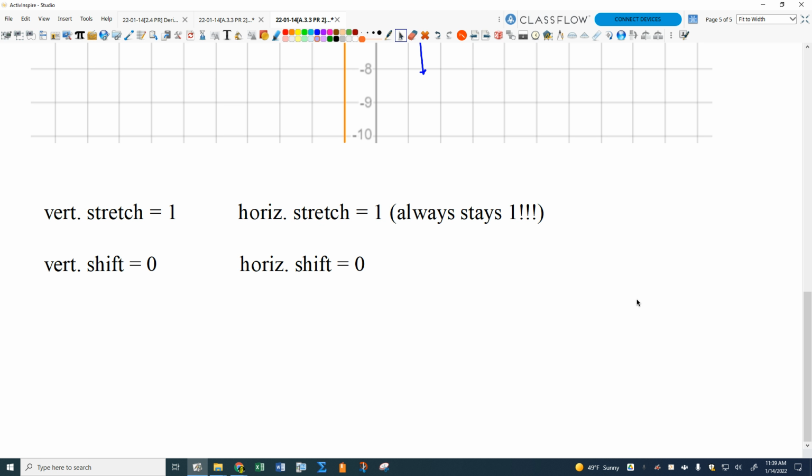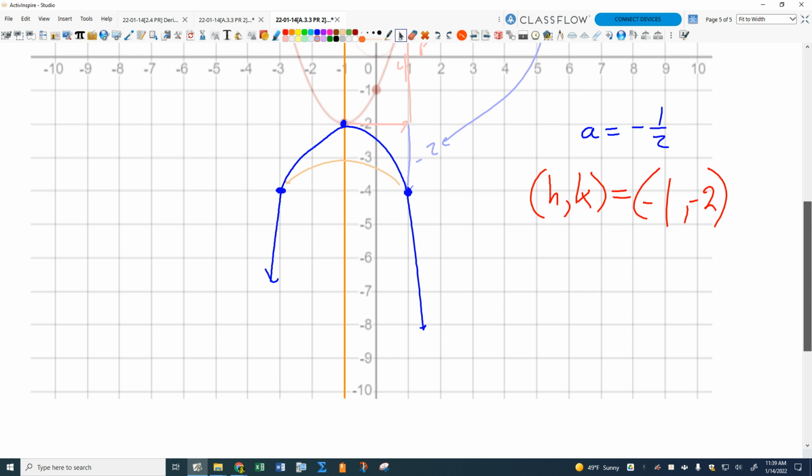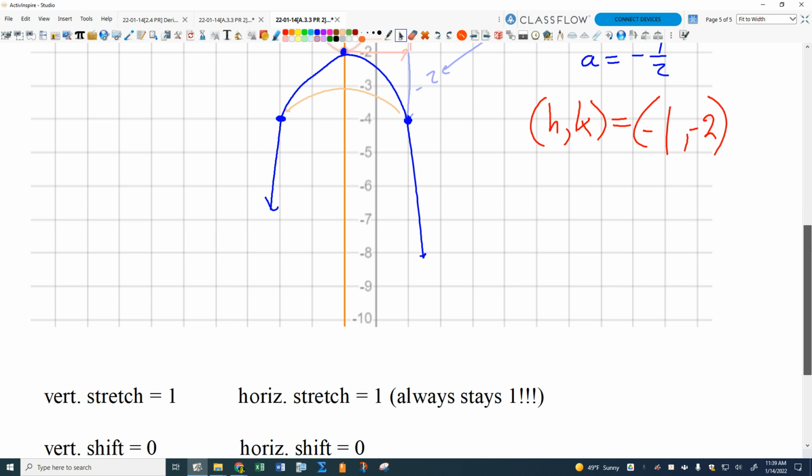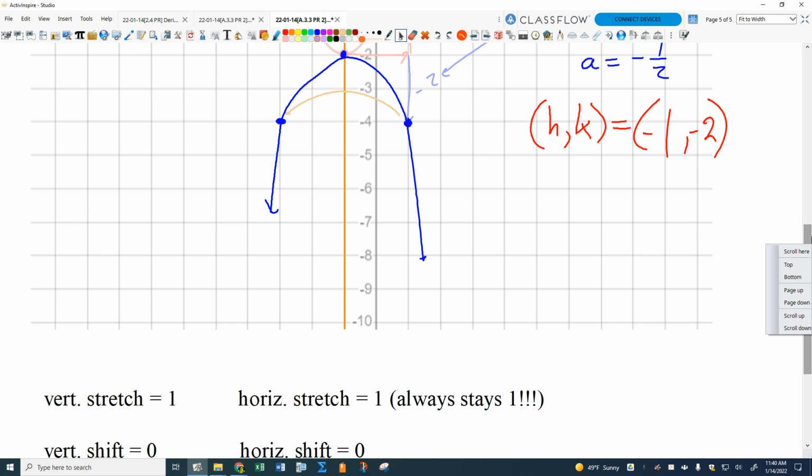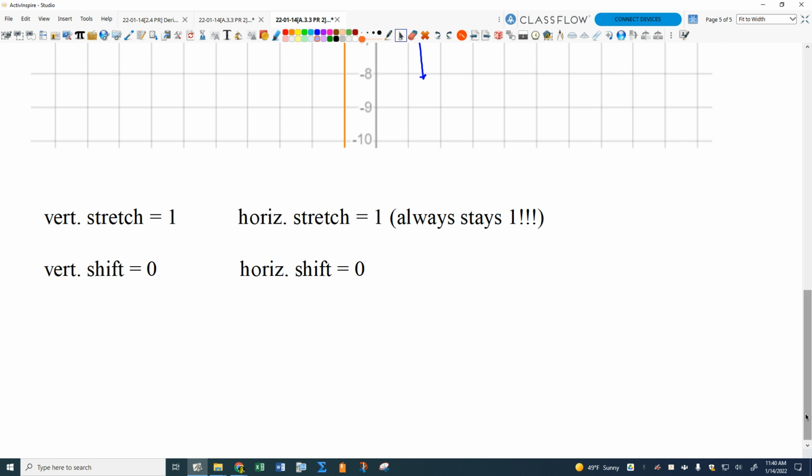So for this one up here, what would we do? Which changes would we make? What would the vertical stretch become for our function? What would it be? -1/2. That's all it's asking for is A, right? That's the job of the vertical dilation factor, okay? So we would just replace the 1 down here with a -1/2.